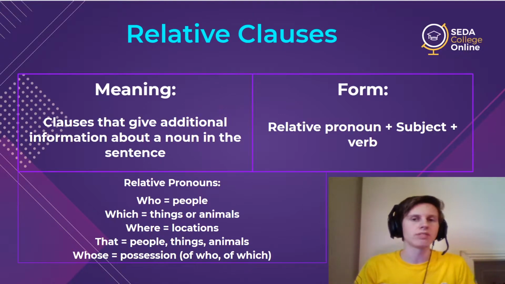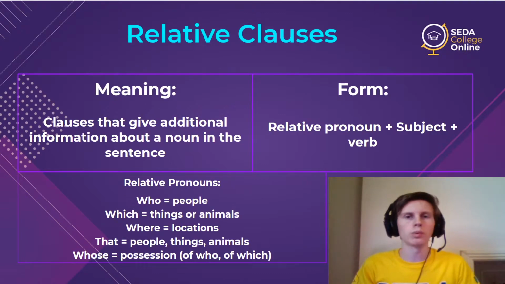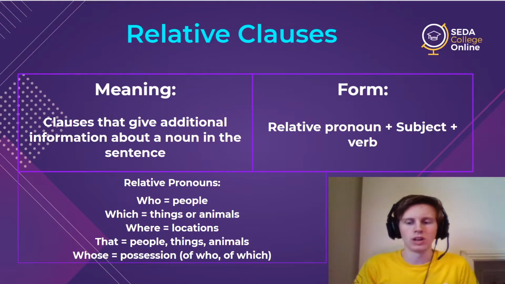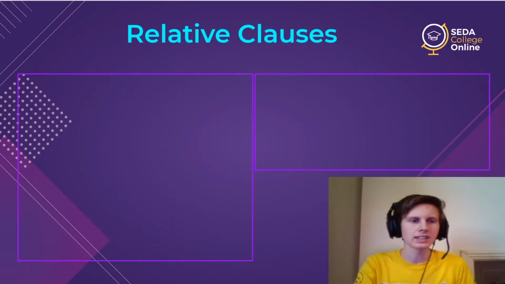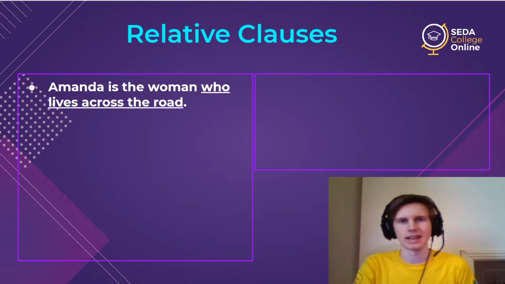And those are the five relative pronouns. So these are the five words that will always begin a relative clause. Next, let's have some examples.